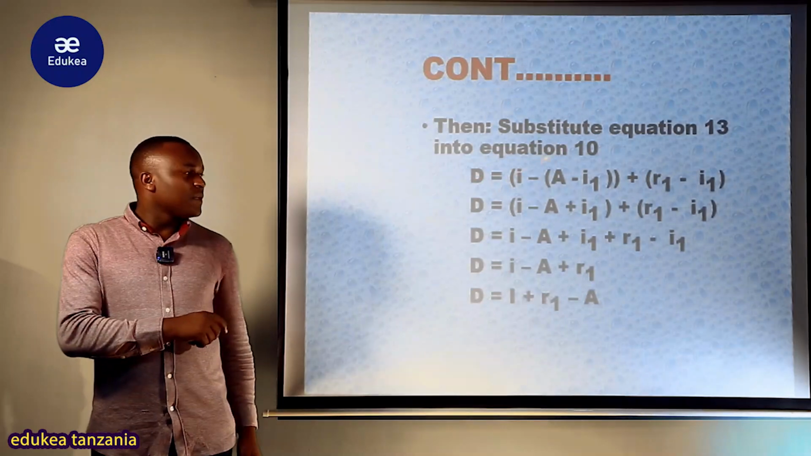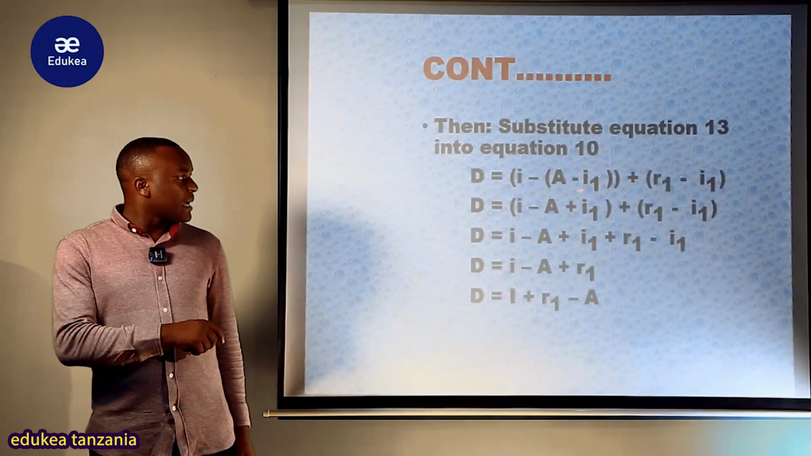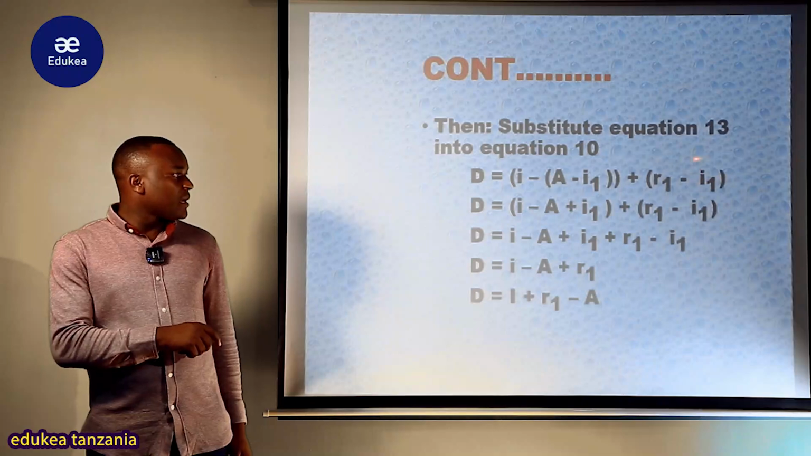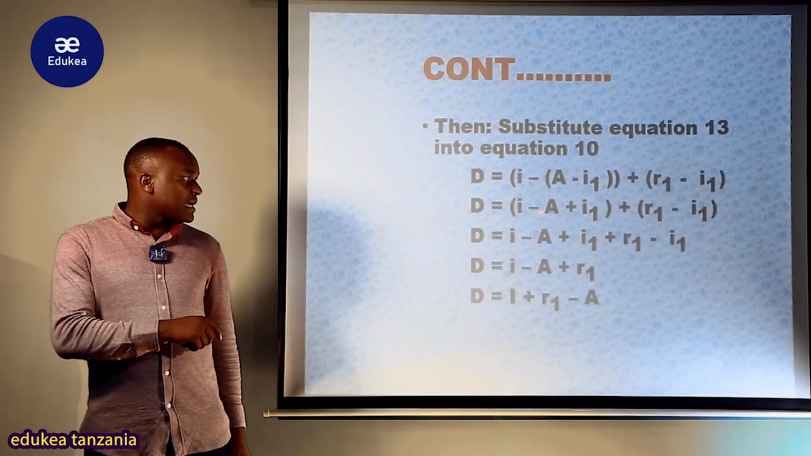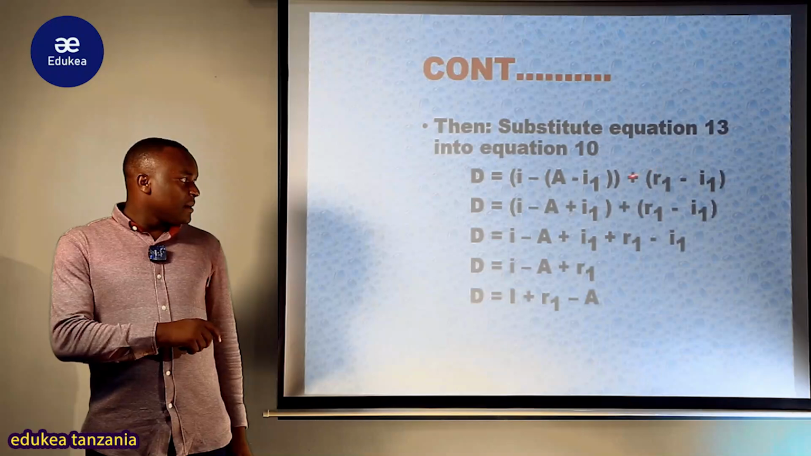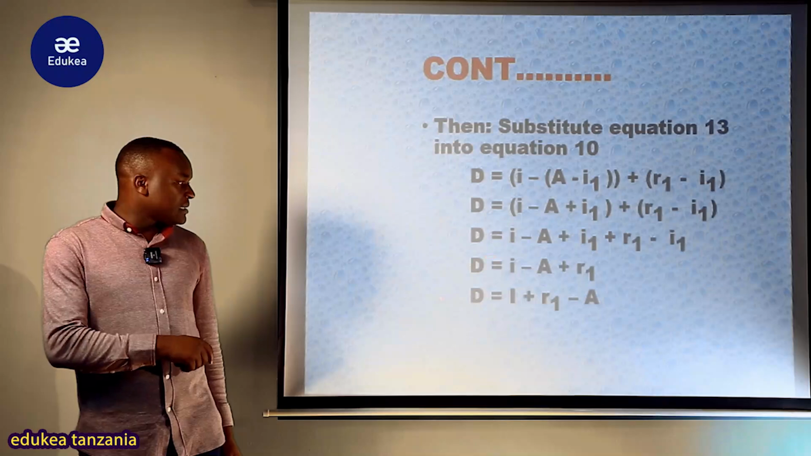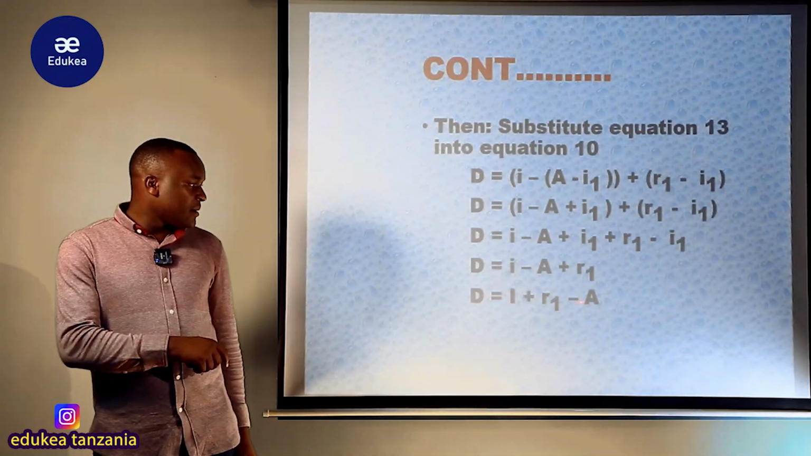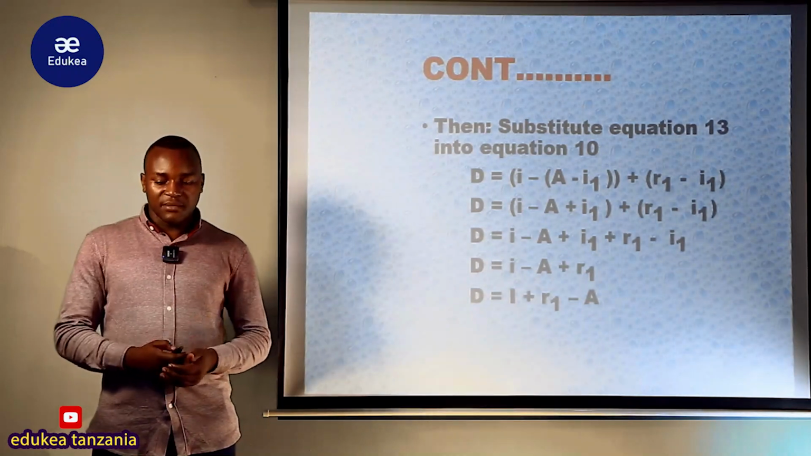So D will be into bracket I minus bracket A minus I1 bracket plus bracket R1 minus I1 bracket. Then angle of minimum deviation will be into bracket I minus A plus I1 into bracket again R1 minus I1. So ukidrive mpaka mwisho utakuja kupata kwamba D is equal to I plus R1 minus A. So this will be the angle of minimum deviation.